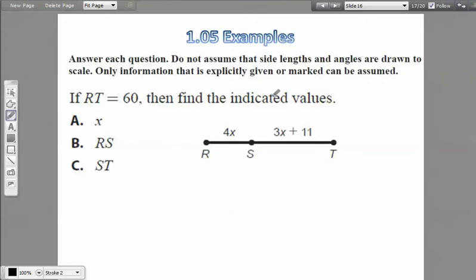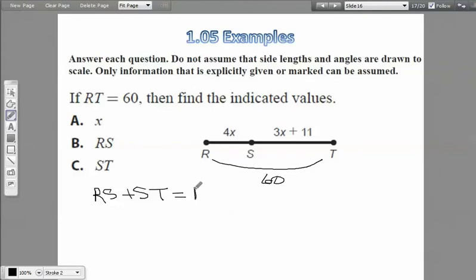If RT is 60, then find the indicated values. So they're saying this whole segment is 60. Okay, this is what you do. You've got your segment addition postulate, okay? RS plus ST is going to equal RT. R to S is 4x. S to T is 3x plus 11. And all of that has to equal RT, which is 60.